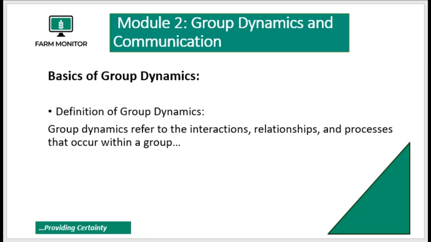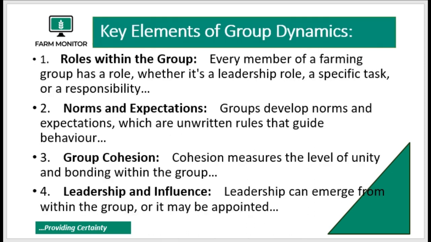What is group dynamics? It refers to interactions, relationships, and processes that occur within a group. So, with particular reference to farming groups, it involves the way members work together, how they communicate, how they make collective decisions, and all that. Understanding group dynamics is essential for cooperative farming success. There are key elements that are foundational to group dynamics.